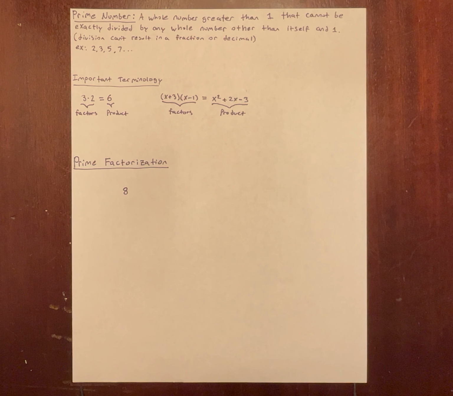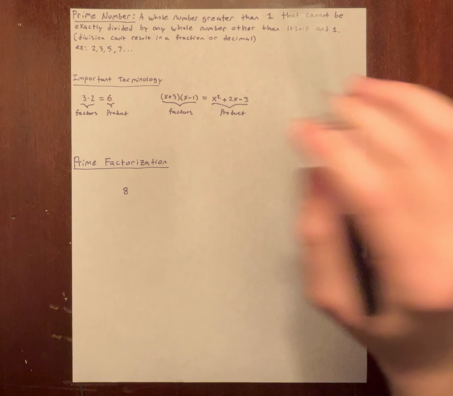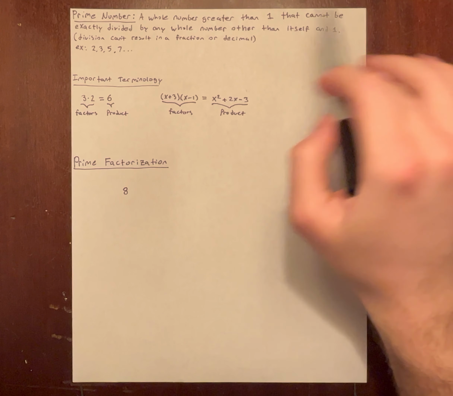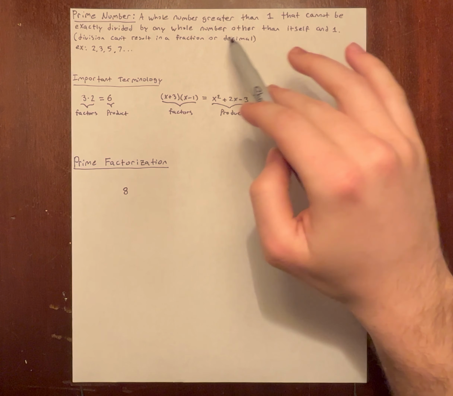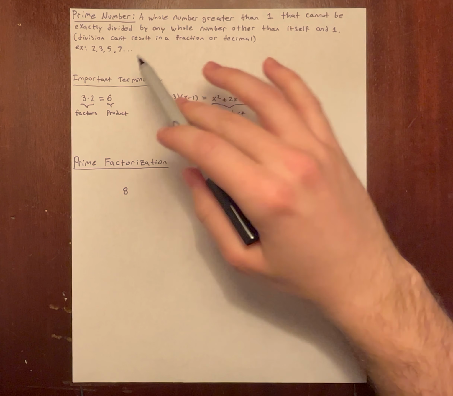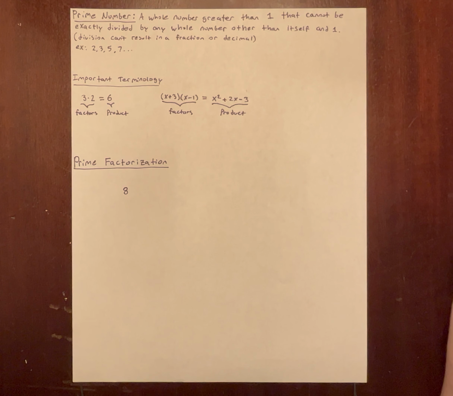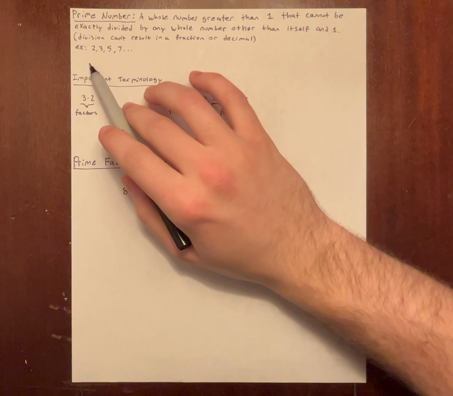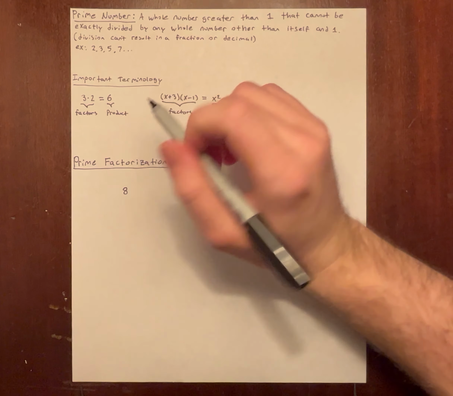This video will serve as a review for some and an introduction to others. Either way, we're going to cover prime numbers. And so our formal definition of prime numbers is a whole number greater than 1 that cannot be exactly divided by any whole number other than itself and 1. So basically, division can't result in a fraction or a decimal. And our examples I have are 2, 3, 5, 7.